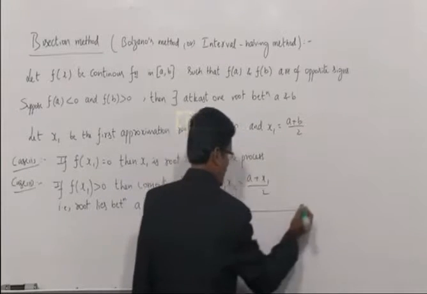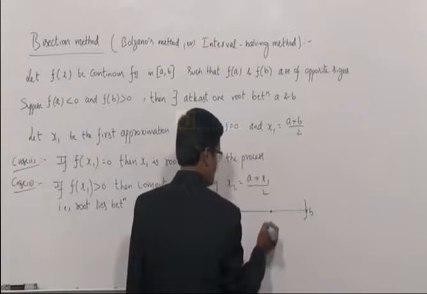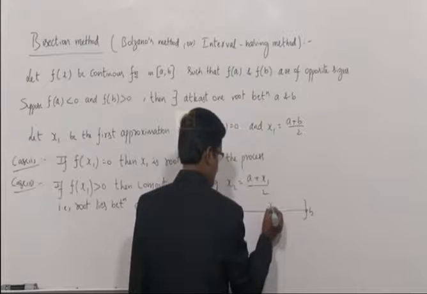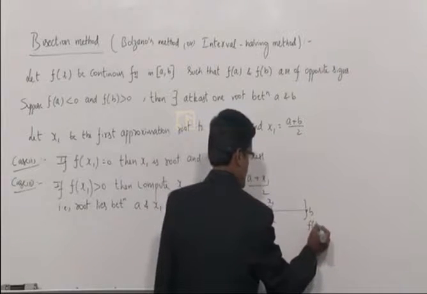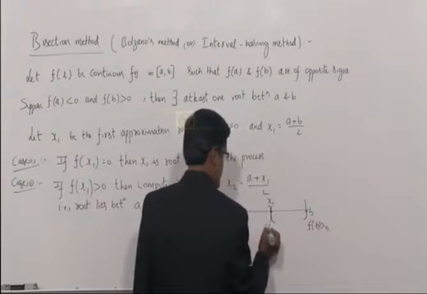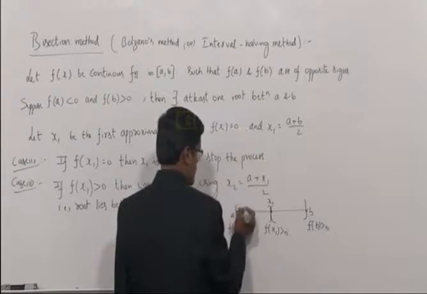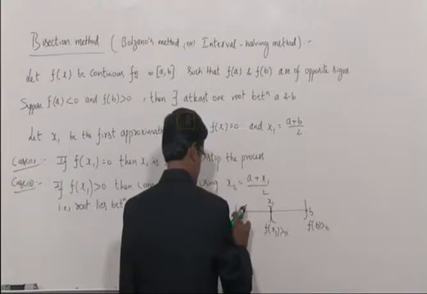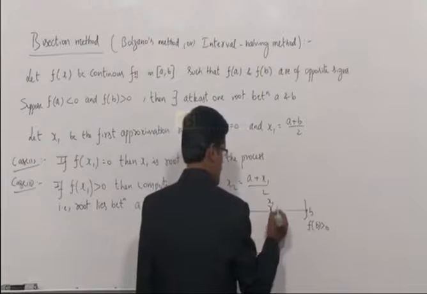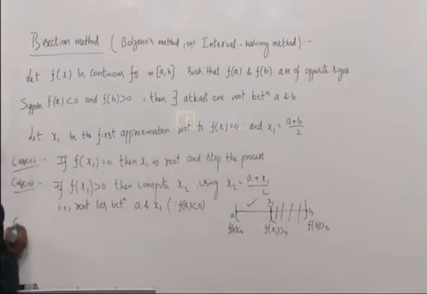This is the end point a. This is another end point b. Bisection method, midpoint, that is x1. Here we have assumed f(a) less than 0, f(b) greater than 0, f(x1) greater than 0. So whenever two consecutive values have opposite signs, this part is neglected, this is included. I will explain. First, copy down.